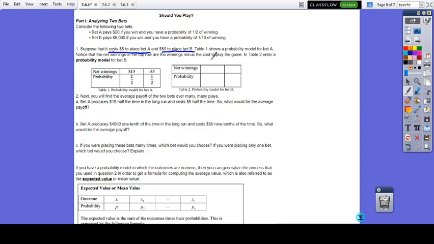So we want to do the same thing over here. Our net winnings: we're going to win $5,000 if we win this one. We're going to pay $50 to place the bet. So our winnings, if we actually win, is going to be $4,950.